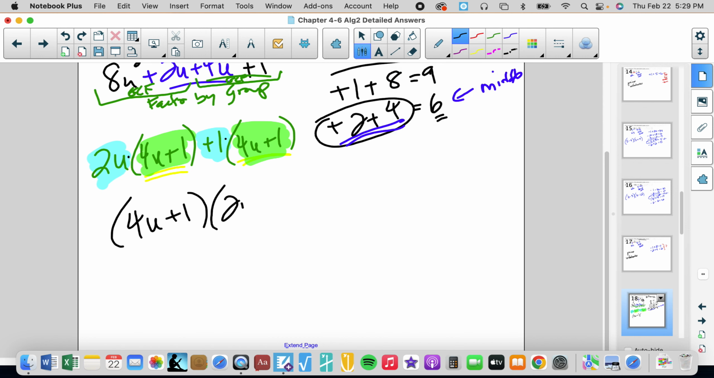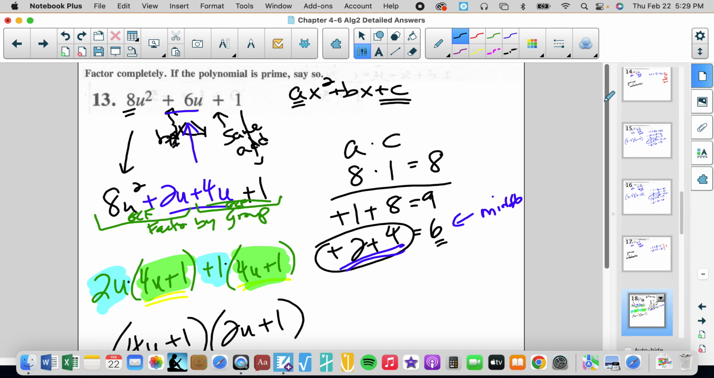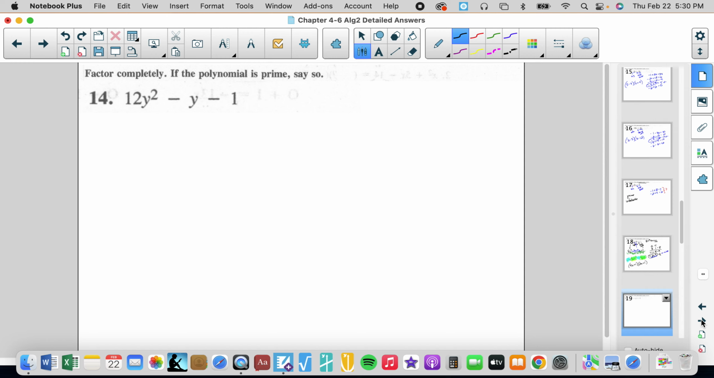So that leaves me with 2u plus 1. And we just factored a trinomial when a is greater than 1. Here's another one. So a is greater than 1, so we're going to try a times c. A is 12, c is 1, which equals 12. Factors of 12 are 1 and 12, 2 and 6, 3 and 4.